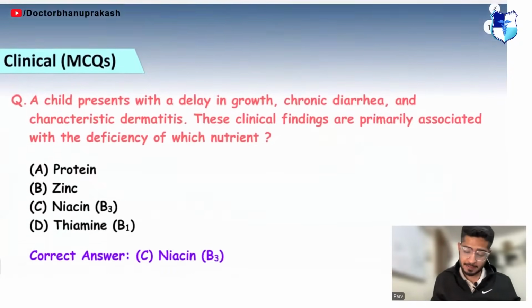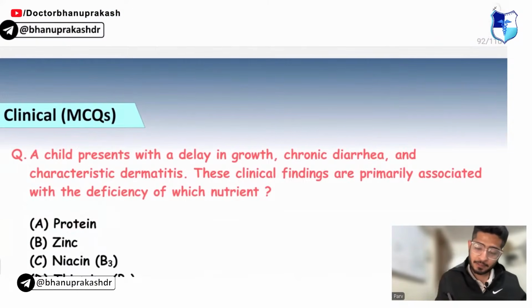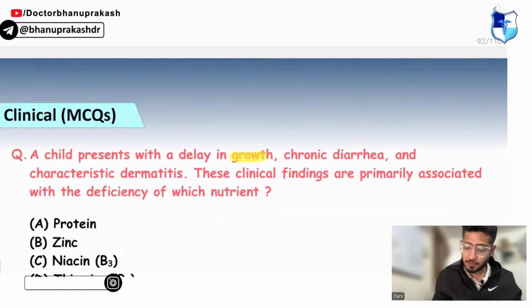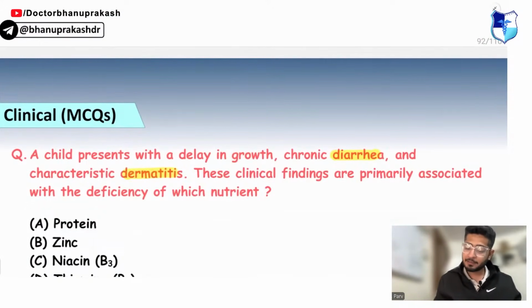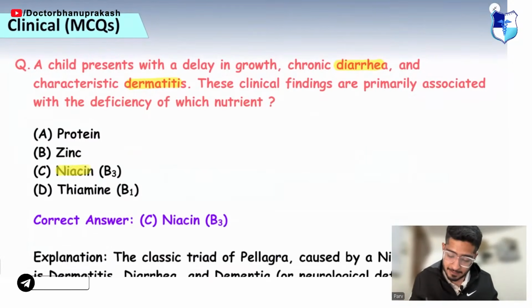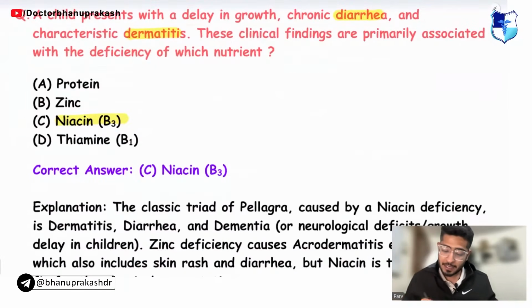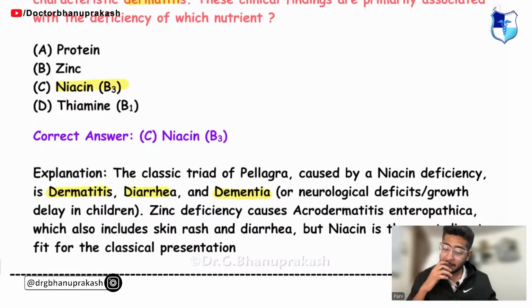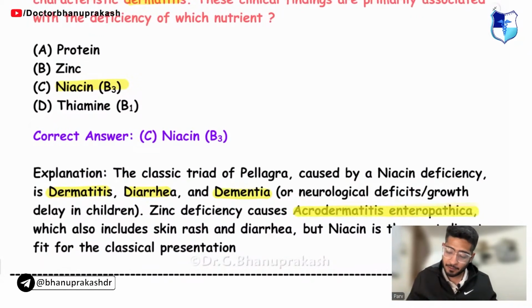A child presents with delay in growth. So there is a growth delay, with chronic diarrhea and characteristic dermatitis. The clinical findings are associated with which disease? Niacin, this is B3. Yes, bache. So niacin deficiency causes dermatitis, diarrhea, and dementia, which you have to understand. Whereas zinc deficiency causes acrodermatitis enteropathica.